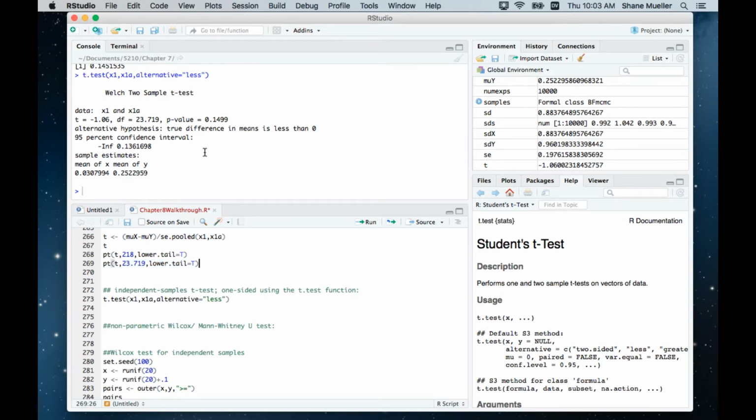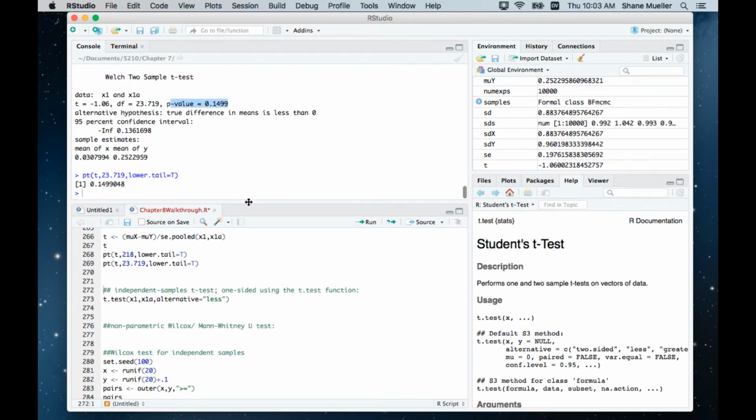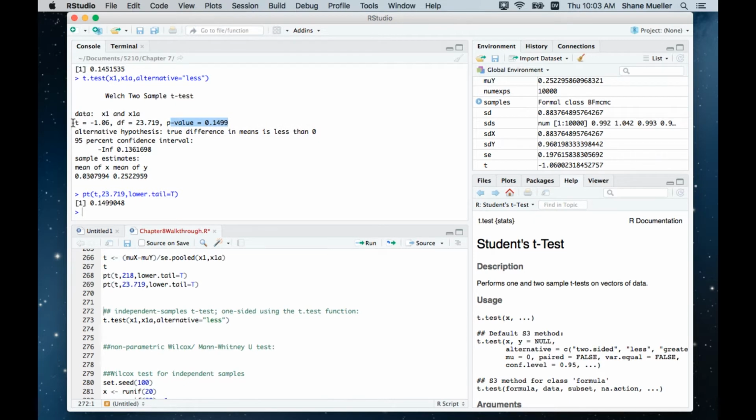But if I look at what these degrees of freedom that the Welch's procedure does, and there are formulas for calculating this, I'm not going to go into that because you usually wouldn't calculate it on your own. But I can put that same t-value here and get exactly this 0.1499. So the Welch's test uses the standard error formula for calculating the t-value that I've put here. It uses some other formula for calculating degrees of freedom, and then it looks it up in the same t-value.